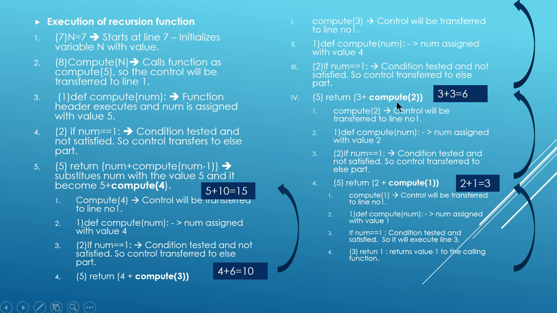Who called this function? This particular return statement. So the control is again transferred to the caller function here. What is the value that we have received here? 6. So here compute of 3 will be substituted with the value 6. So 4 plus 6. Again there is a return statement. Where is it being called? It is being called here. So here compute of 4 will be substituted with the value 10. So 5 plus 10, which is 15. Then this will go back to the print statement.